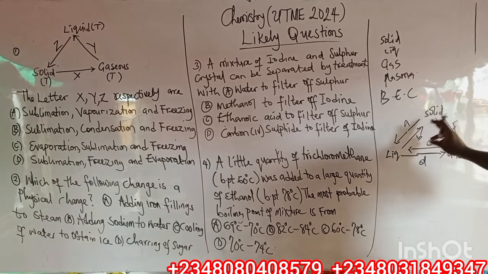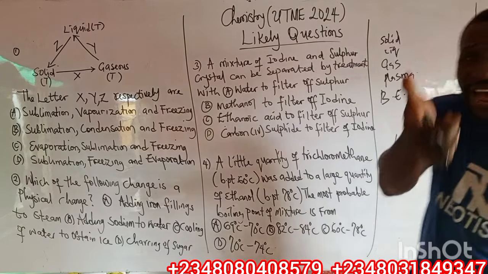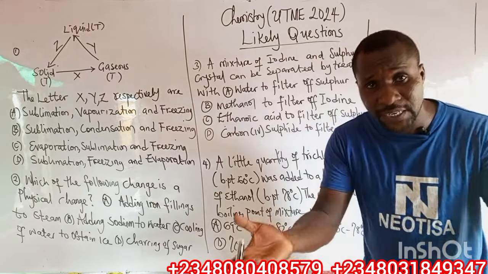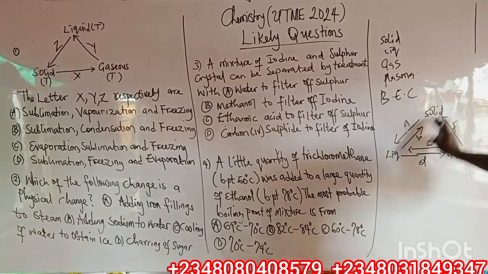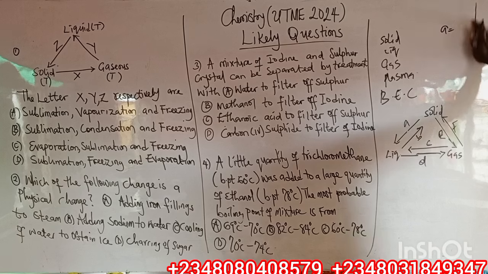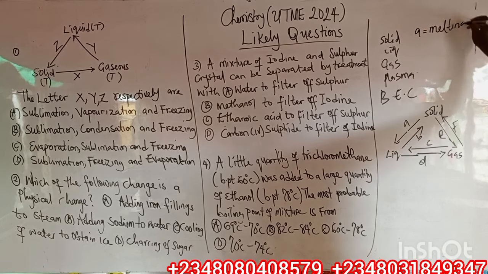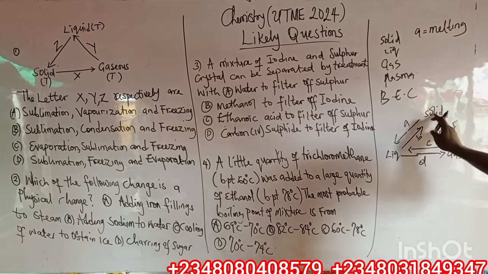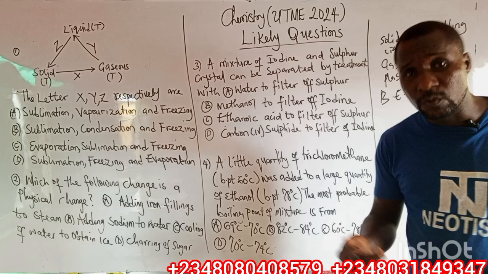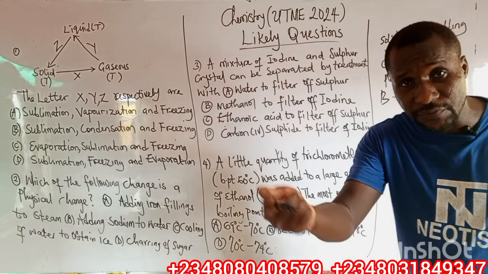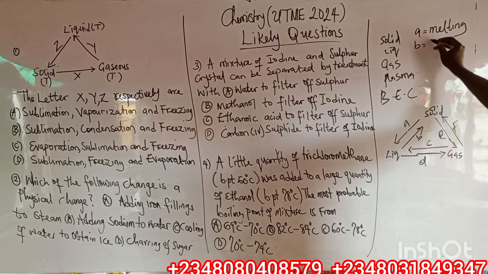What is the meaning of A? When solid is changing toward liquid, when you bring out your ice from your deep freezer, what happens to that ice? It melts. This process is known as melting, solid to liquid. Take note, melting. Then liquid to solid: when you put your water in your deep freezer, the water will change to ice. That means it freezes. From liquid to solid, B is freezing.